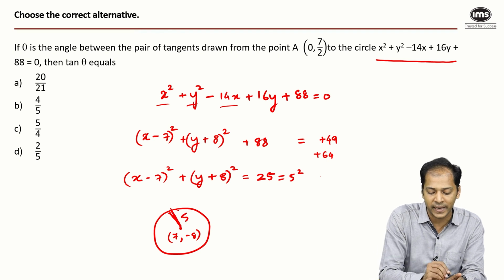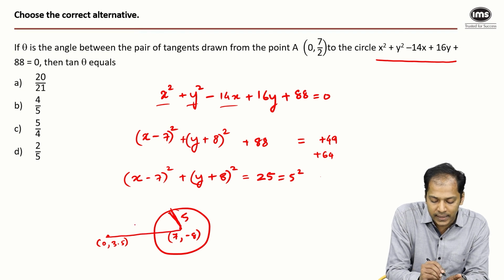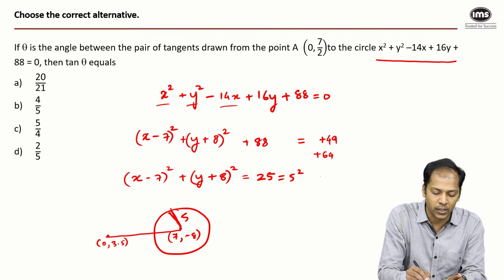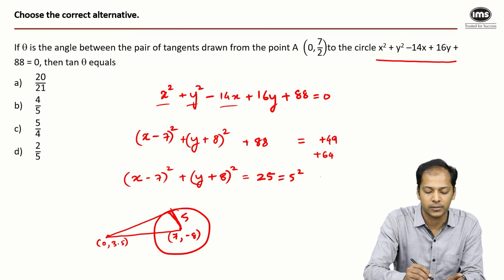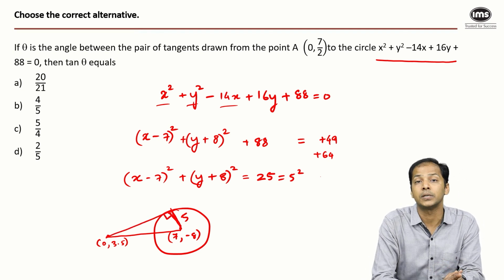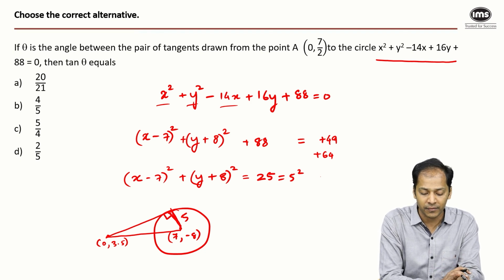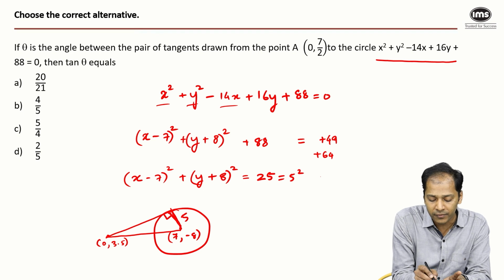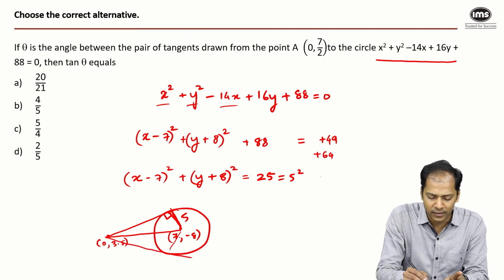is 5, because 5 square. And there is a point outside somewhere which is (0, 7/2), which can be written as 3.5. So this is the point and this is the distance between the center of the circle and the point. And here I also have the tangent. The tangent will be perpendicular to the radius this way, right? This is roughly the diagram that we have. And from this point, we are going to have two tangents. So basically, the other tangent is going to be symmetric, okay?